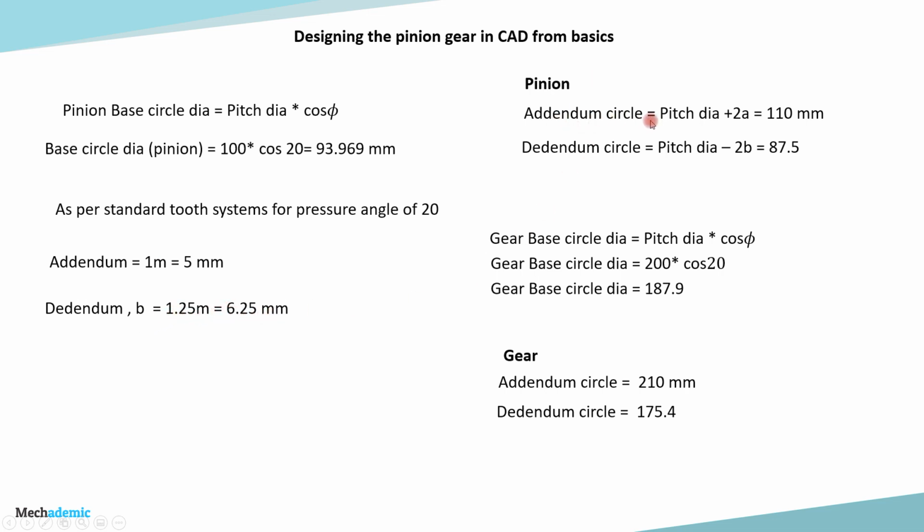So addendum circle of pinion is pitch dia plus 2A, which is 110 mm, and dedendum circle of pinion is pitch dia minus 2B, so that is 87.5. For the driven gear, base circle dia is pitch dia into cos phi, that is 200 into cos 20, 187.9. And for the gear, addendum circle is 210 mm and dedendum circle is 175.4. So with this data, now we can start designing in CAD.